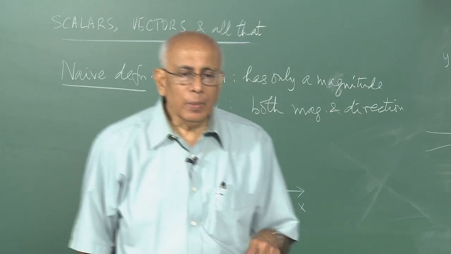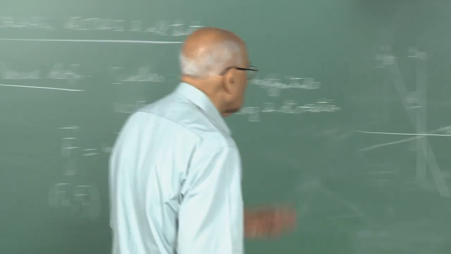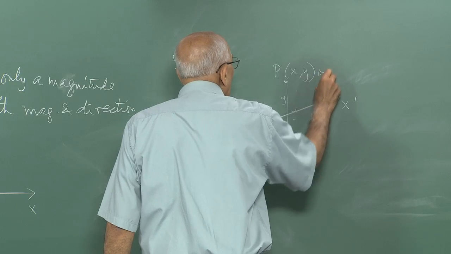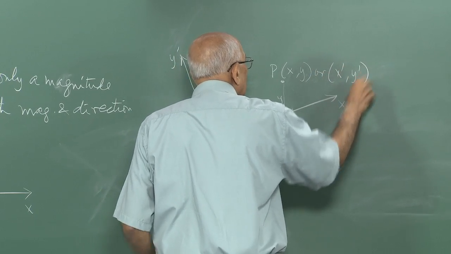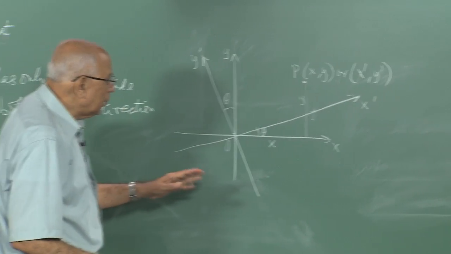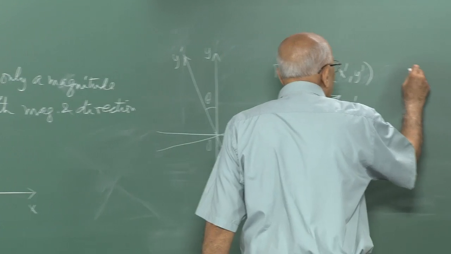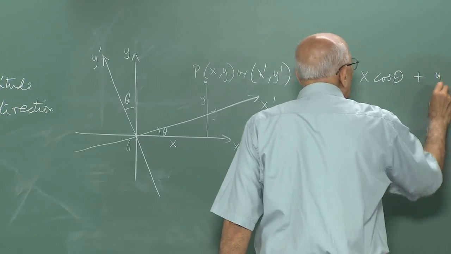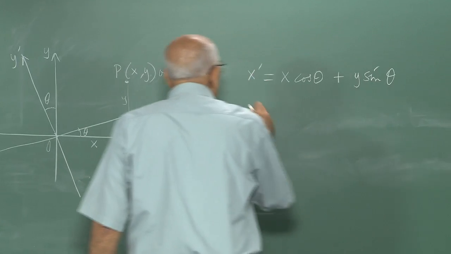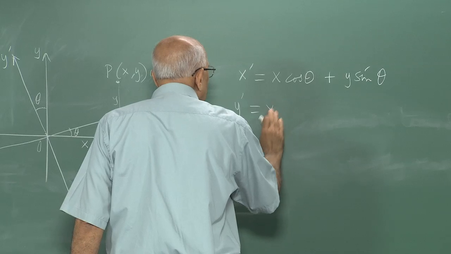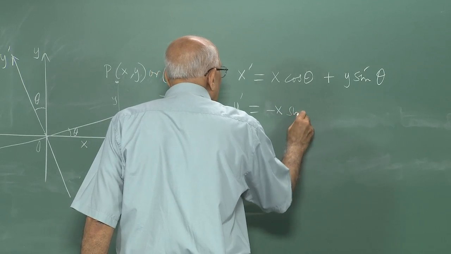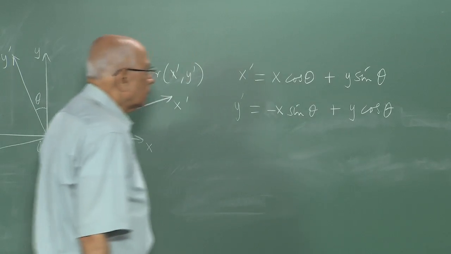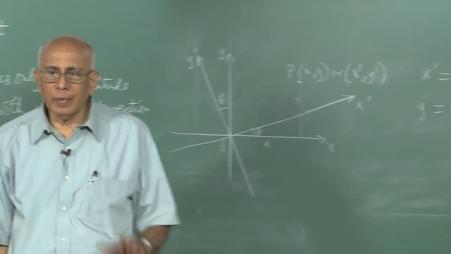Then how are the components x prime and y prime of this point found? Here is a point P which is either x, y or x prime, y prime in the new coordinate frame, and then it is a simple matter of trigonometry to see that the transformation rules are x prime is x cos theta plus y sin theta, and y prime is minus x sin theta plus y cos theta. Those are the transformation rules which follow from elementary trigonometry.